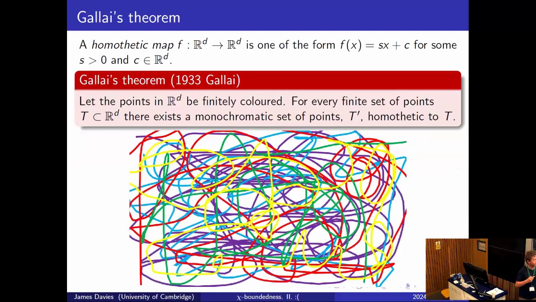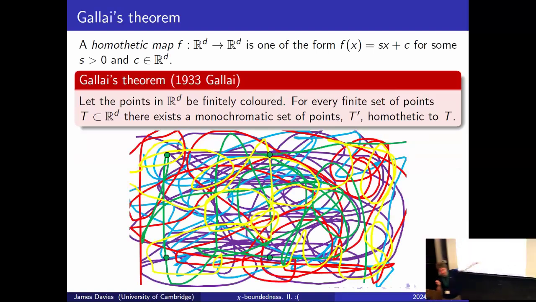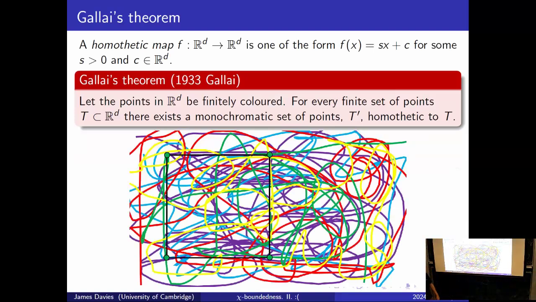So to give one example, we could look at the corners of a square in colorings of a plane. This is my best attempt to have some ugly coloring of a plane. And this theorem says that we can find the corners of a square of the same color. If you look very carefully, you can find 4 green points that are the corners of a square, which is guaranteed by Gallai's theorem. Not just any square, an axis parallel square. Yes, axis parallelism.